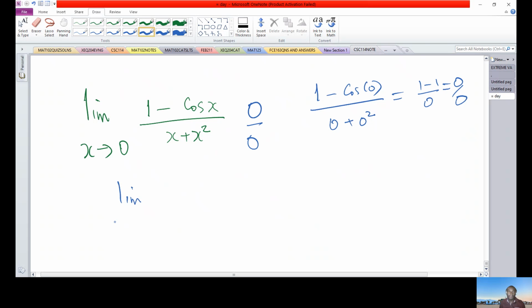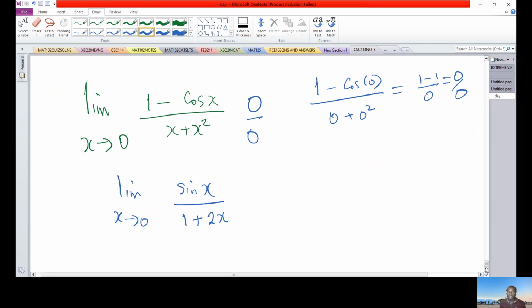We'll have limit as x approaches 0 of this one. Now this will give us sine x because now this is negative. So we have 1 plus 2x. Now, you might be tempted to apply L'Hospital rule here, but please, before you do that, try to see whether it applies or not.